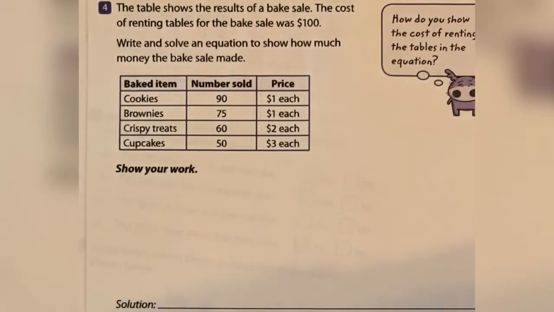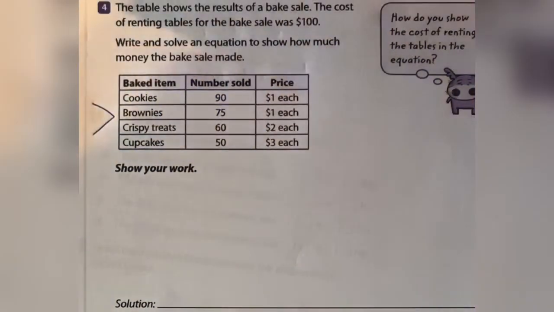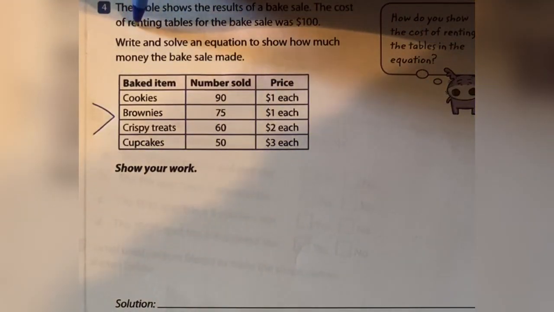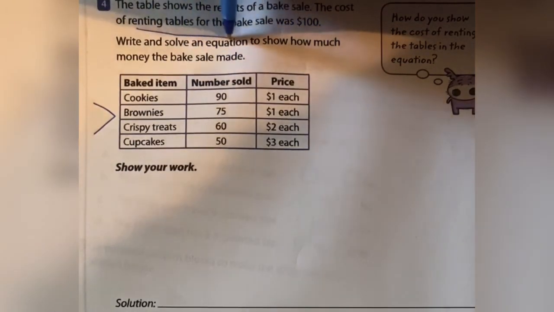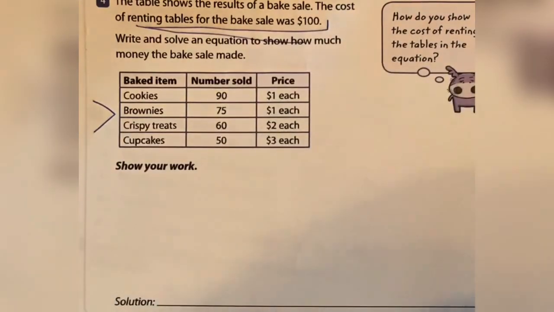Okay, so now let's look at this question, and it's just like the other one on page 108. It says the table shows results of a bake sale. The cost of renting tables for the bake sale was $100. Write and solve an equation to show how much money the bake sale made. Okay, so if we look at the bake sale, we're looking at the things that are actually in the bake sale. So that would be all of this information. And it also gives us this extra information. Renting tables was $100, and we're just going to assume that they only needed one table. They only have a few snacks.